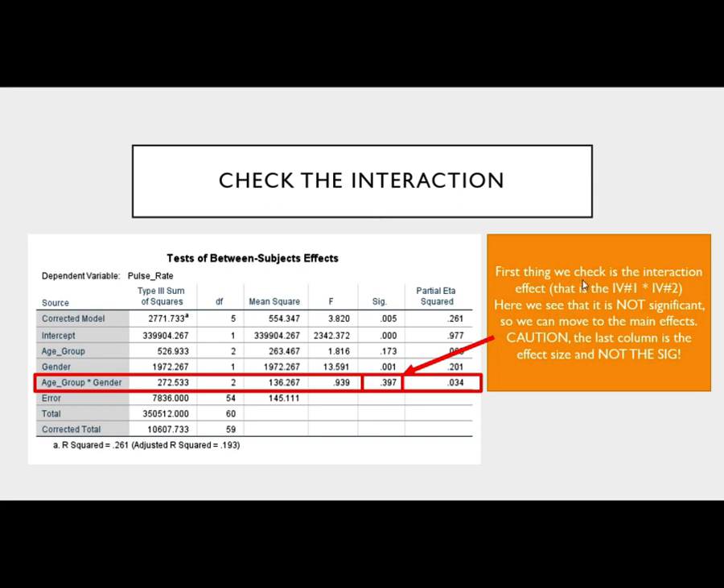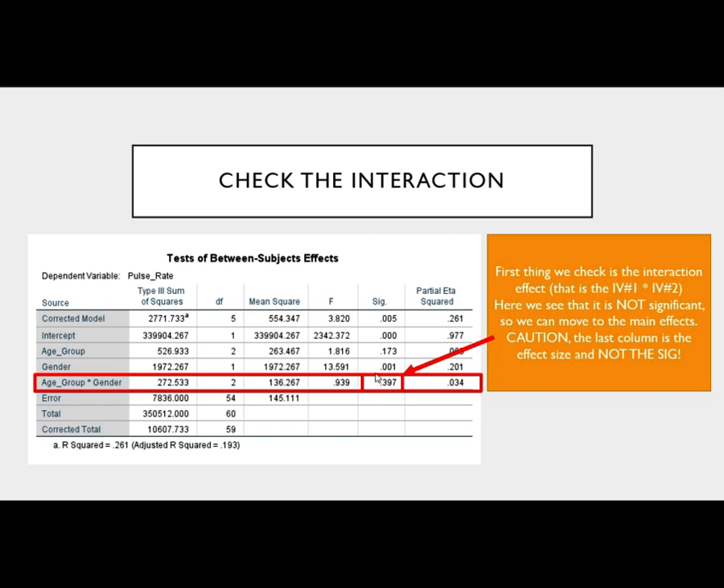So the first thing we check is the effect of independent variable 1, which is our age group, times independent variable 2, which is gender. We see it's not significant, so we can move to the main effects. Caution: the last column is the effect size and not the significance. Sometimes I get messed up. I'll come here and look at this as though I'm looking for the significance, and I'll say, oh, look at sig, but actually this is the effect size column. When you ask for the effect size, it's nice that it does it for you, but be careful you're not looking at this for significance.